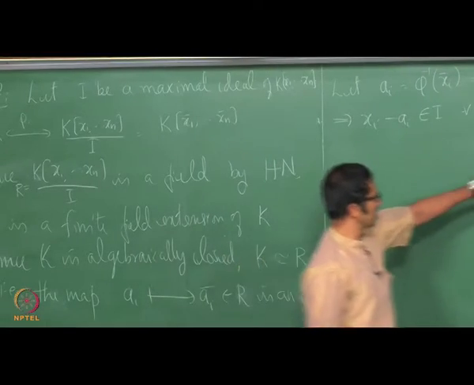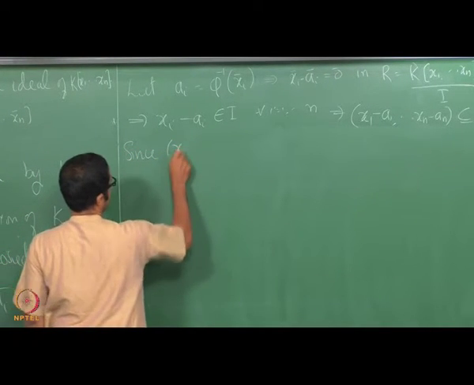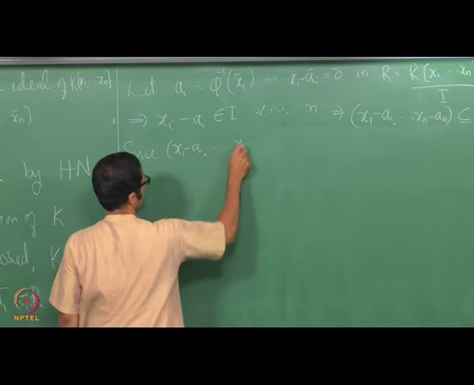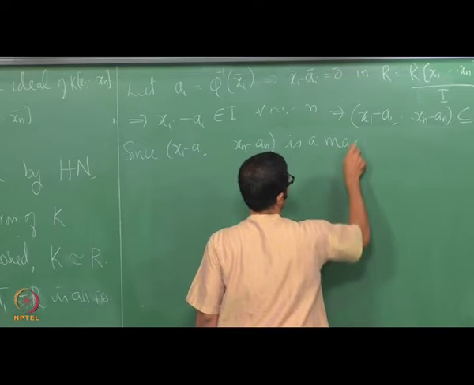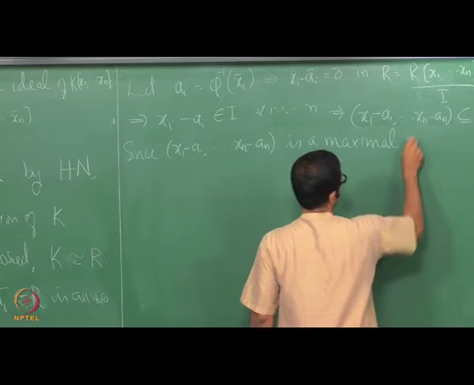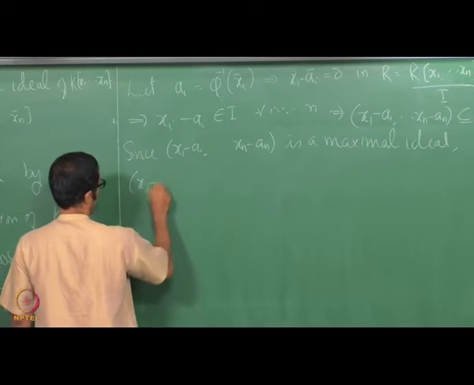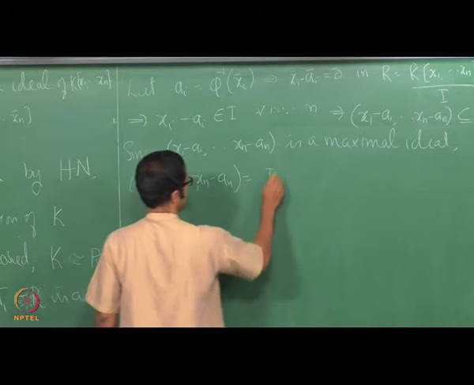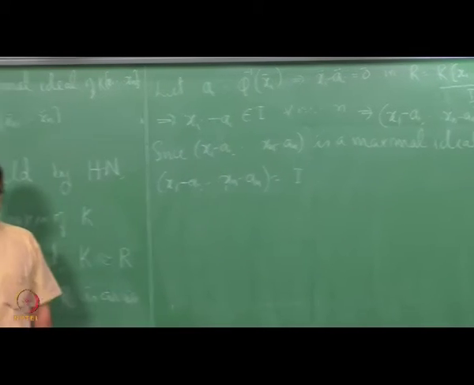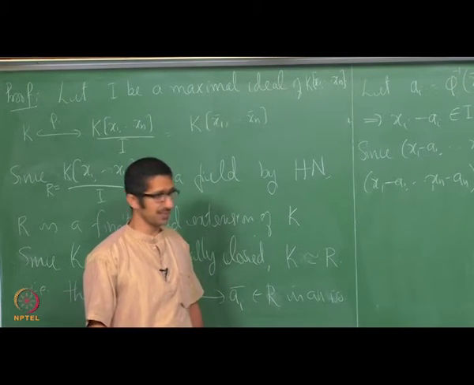Now, I is maximal and this is a maximal ideal, so they are equal. That is precisely what we wanted to prove. Every maximal ideal is of this form.